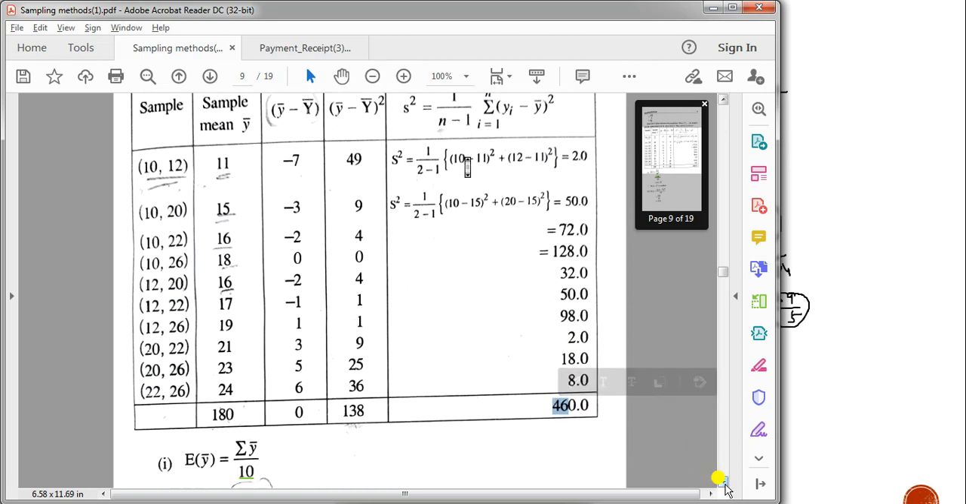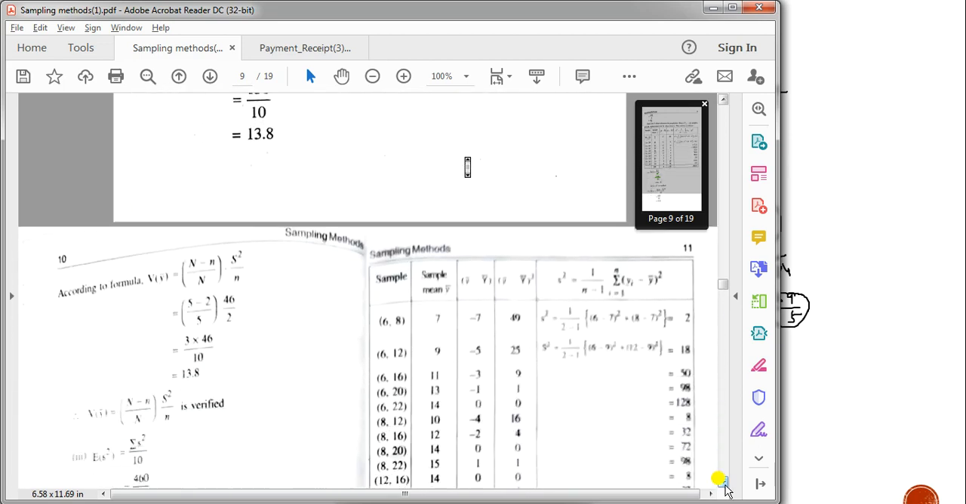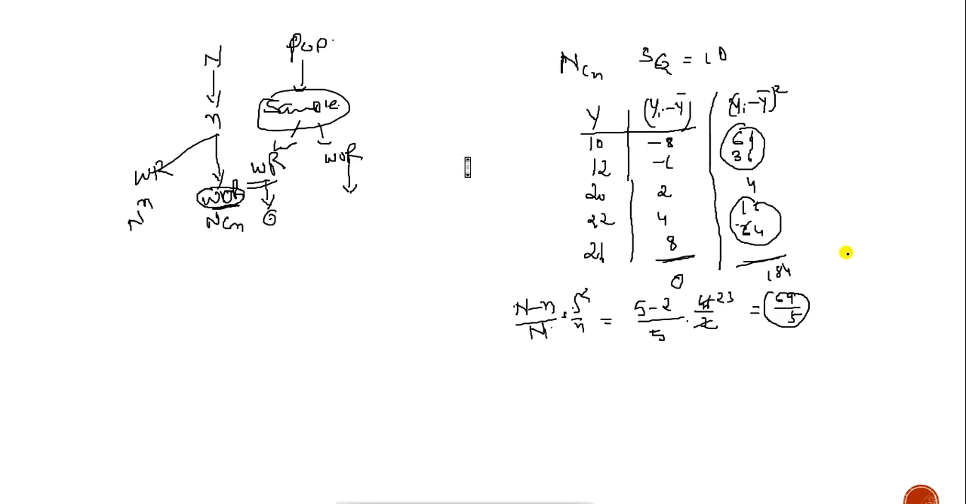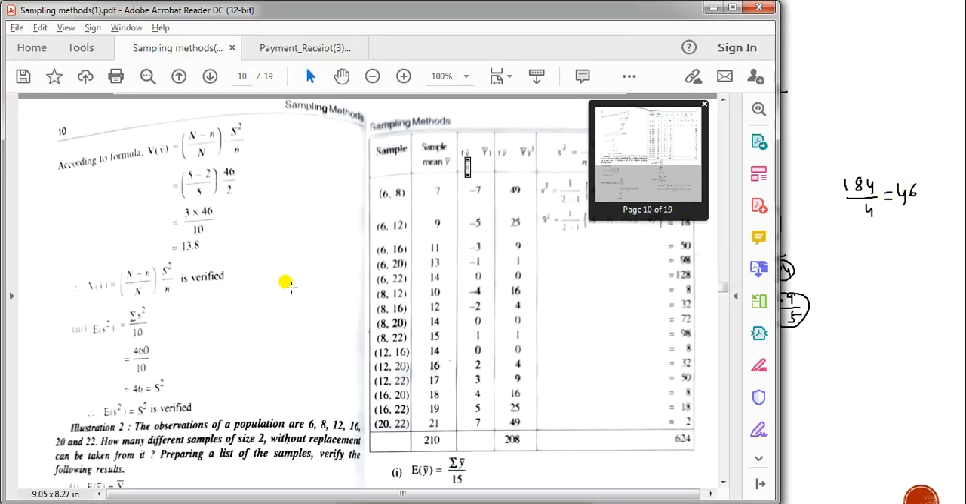Then we need to divide by 10, because E of s square is equal to sigma s square upon m, and 460 divided by m, that is equal to 46, and we just derived s square. Where is the square? Here it is 184 divided by what? n minus 1, 184 divided by 4. So 4 times 4 is 16, 4 times 6 is 24, 46. So this answer is also 46. So this is how you can calculate the number.